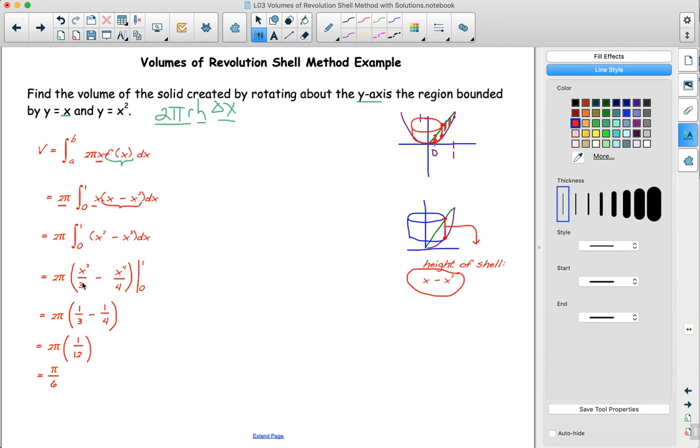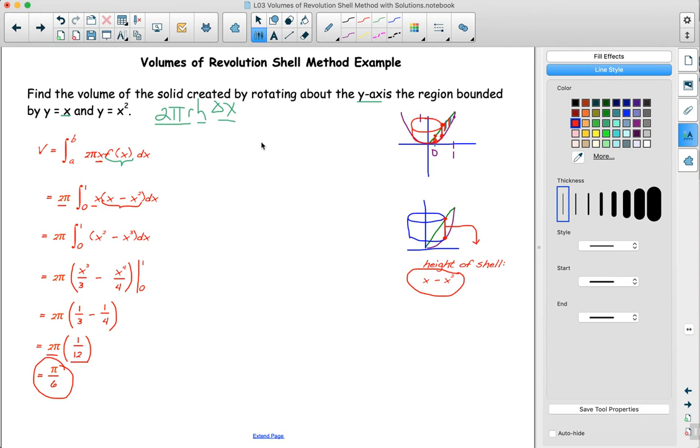So I'm going to have 1/3 minus 1/4. That's 4/12 minus 3/12, which becomes 1/12. So I now have 2 pi times 1/12, and that becomes pi over 6. So the volume created by spinning this region around right here is going to be pi over 6, according to the shell method.